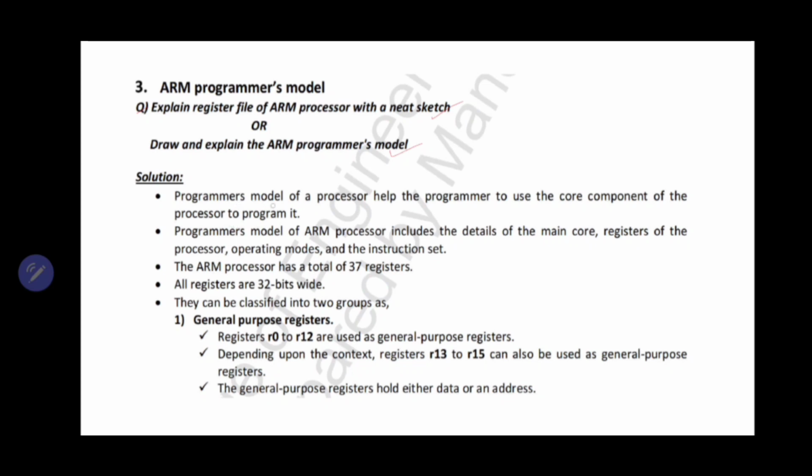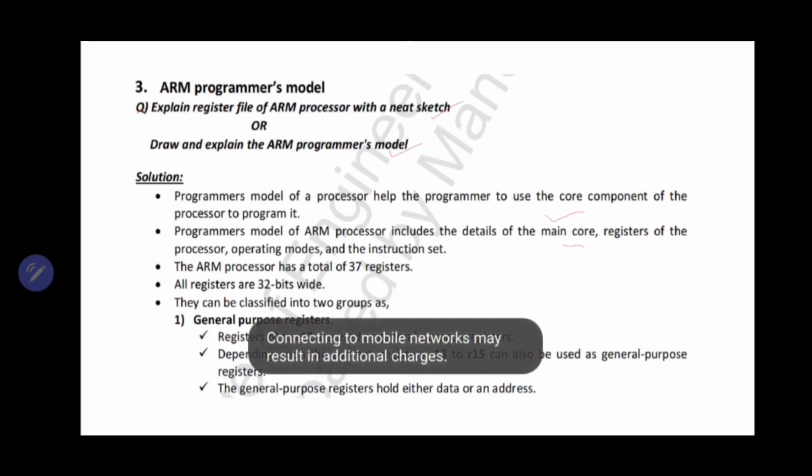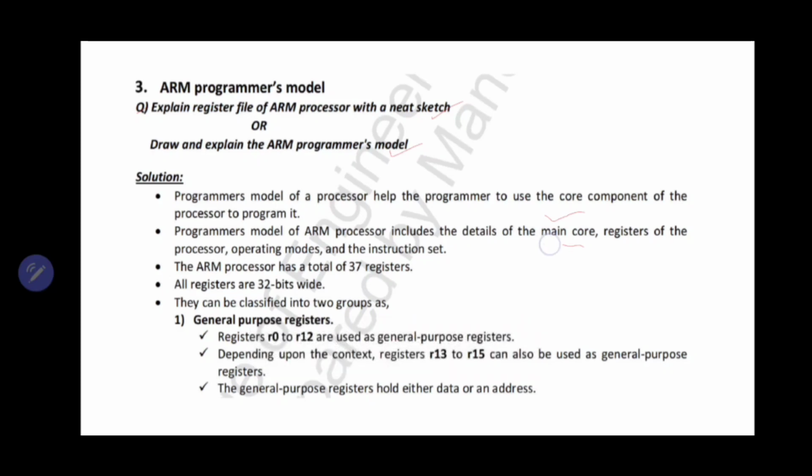The programmer's model of a processor helps the programmer use the core components of the processor to program it. It helps the programmer to code the program. The programmer's model of the ARM processor includes the details of the main core, the registers of the processor, the operating modes, and the instruction set.